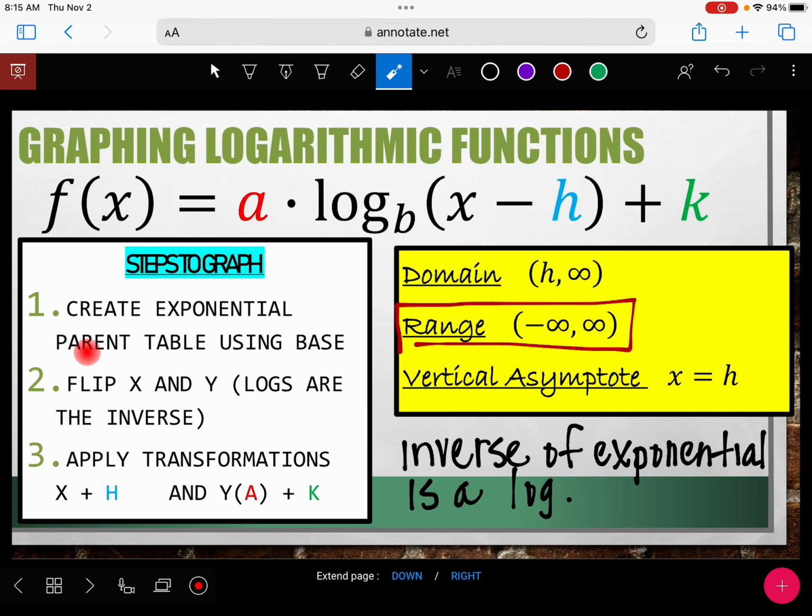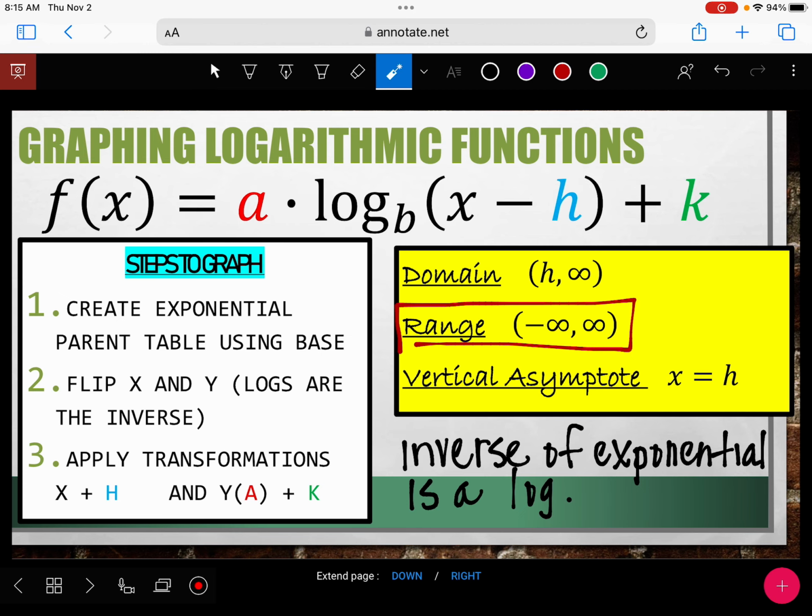Okay? The first thing I'm going to do is create an exponential table using the base. And then I'm going to create the log by flipping the x and y columns. And then my third step is to apply my transformations. Whenever you apply your transformations, it will always be x plus h and y times a plus k. So let's look at this equation. The a value is the number in front of log, multiplied by log. H is inside of your parentheses, and you have to flip the sign, and k is in the back.